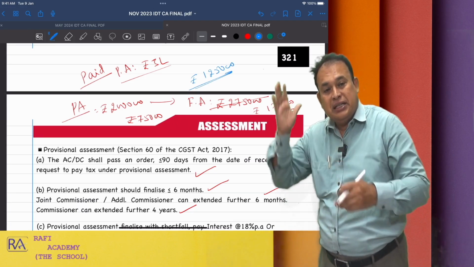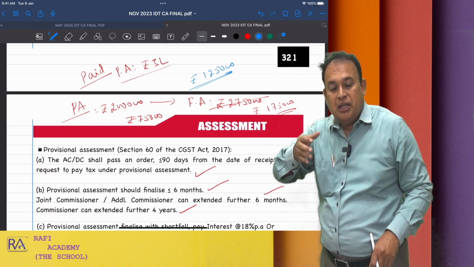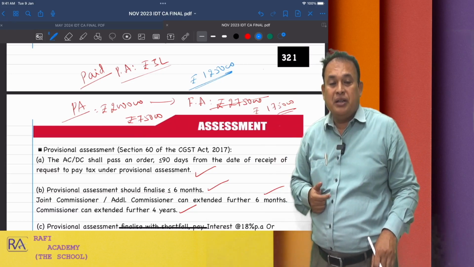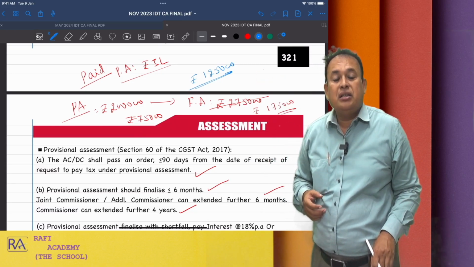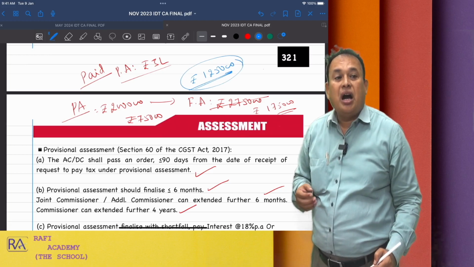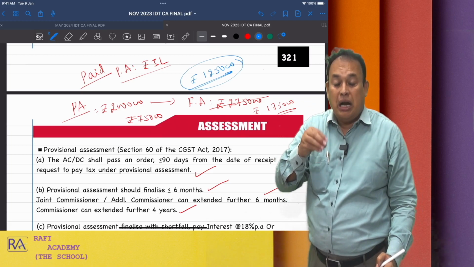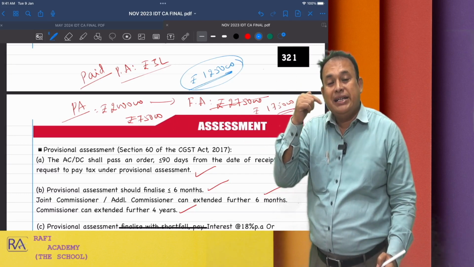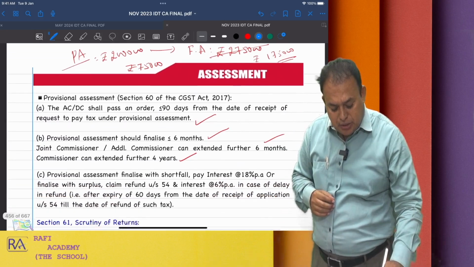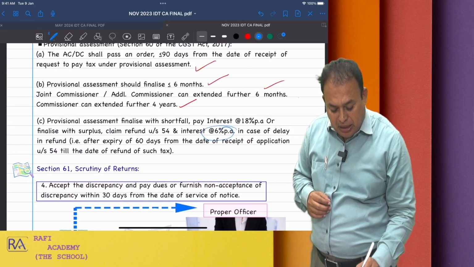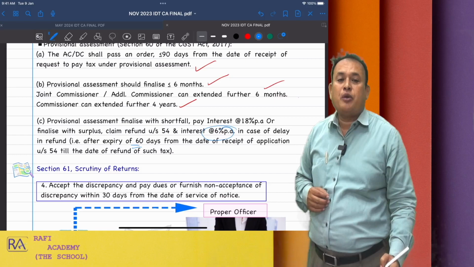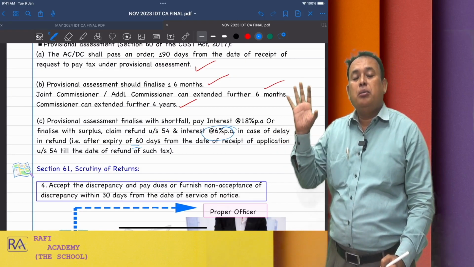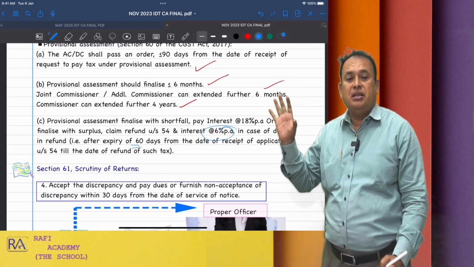When I apply for refund, section 56 comes into the picture. There a 60 days time period is there to grant me the refund. If they do not grant it within 60 days, then from the 61st day the department is going to pay interest to me at the rate of 6% per annum on that excess amount, after the expiry of 60 days from the date of receipt of my application for refund. This is what the provisions are with regard to provisional assessment becoming finalized.